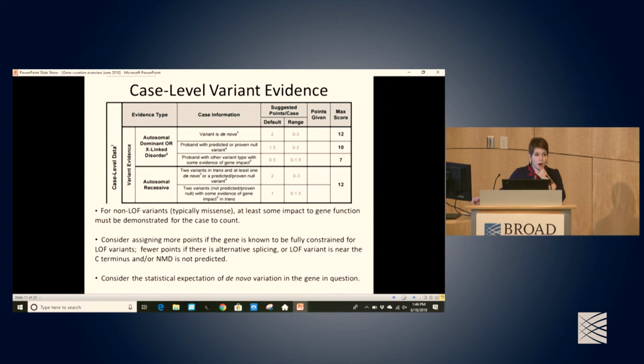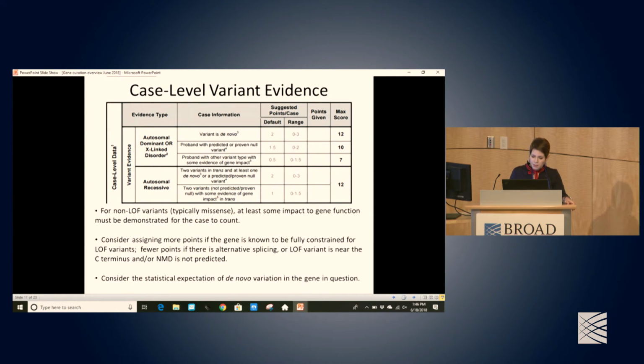Things to consider for non-loss of function variants, typically missense. We do like to see that there has been at least some impact to gene function. And again, like I said, the threshold for this could be low, but you just need to make sure that the variant is at least plausible. And your scoring should reflect that. So if you, say, only have computational predictors that suggest that this variant could be positive, you would downgrade from that default score that's here. Typically, we'll do 0.1 points for that instead of 0.5. But if you had more compelling functional evidence, you could feel free to upgrade.